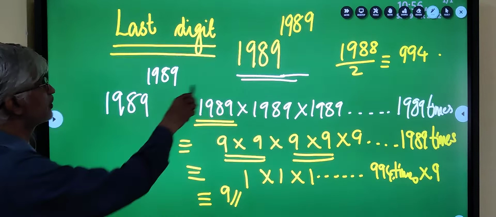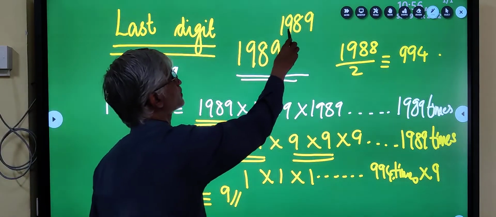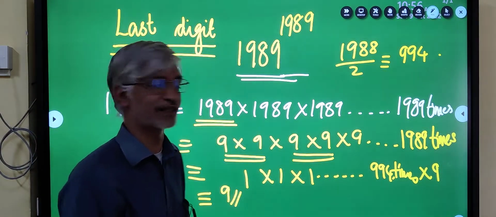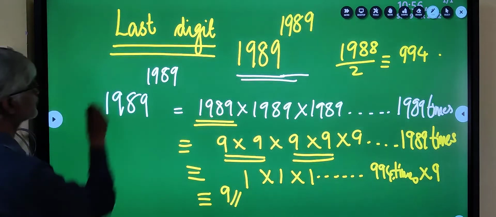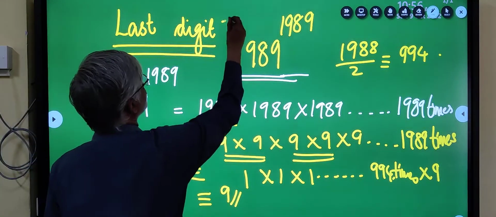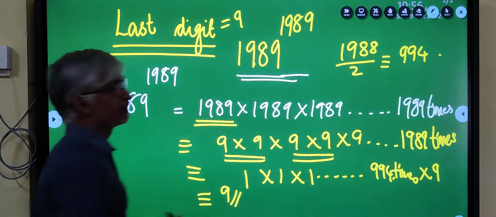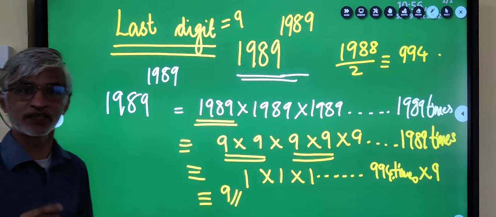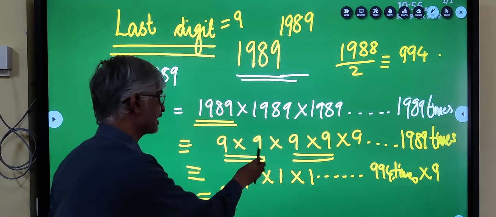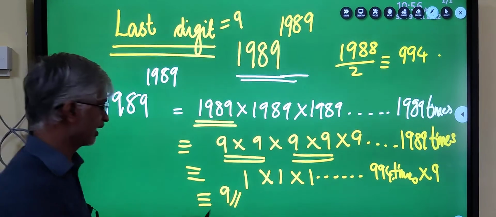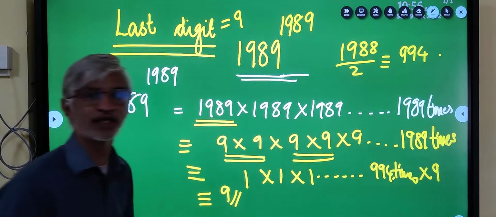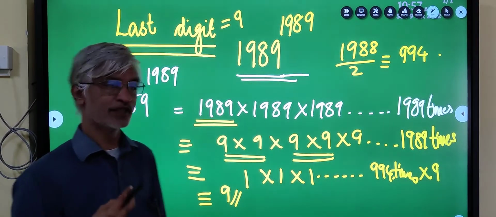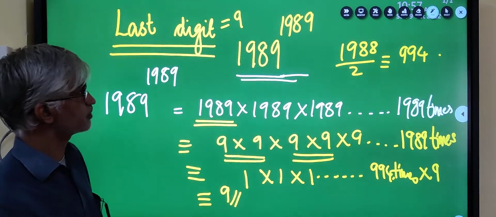So the remainder of 1989 raised to 1989 when you divide by 10 is 9, and therefore the last digit is 9. I hope you understood this problem and the simple trick of pairing, and we pair it because we get a nice number which is 1, and 1 is an easy number to multiply as many times as you like. So this is the end of this problem.